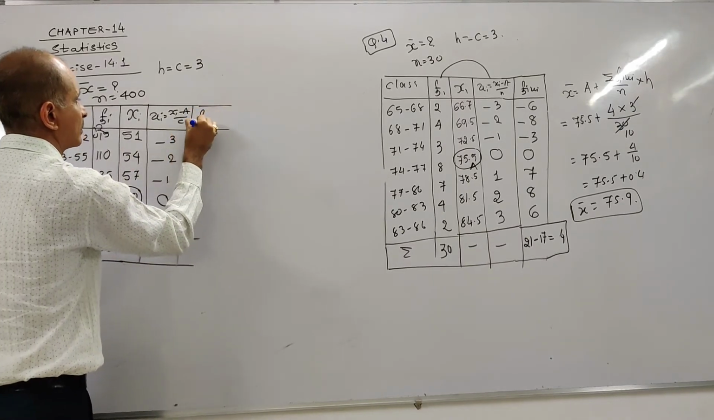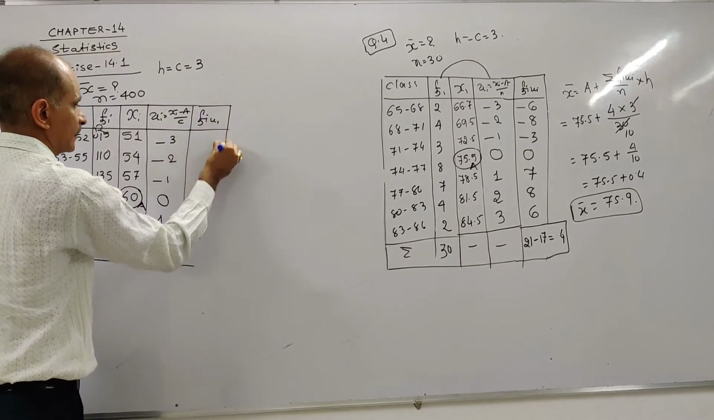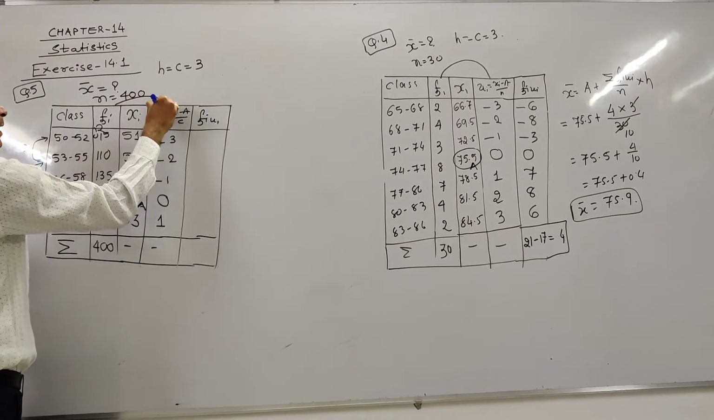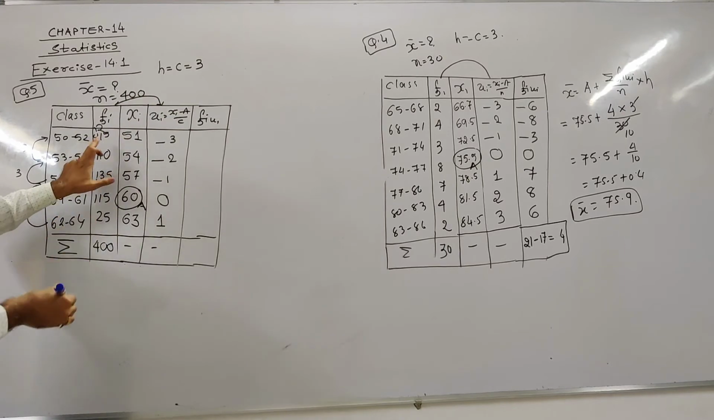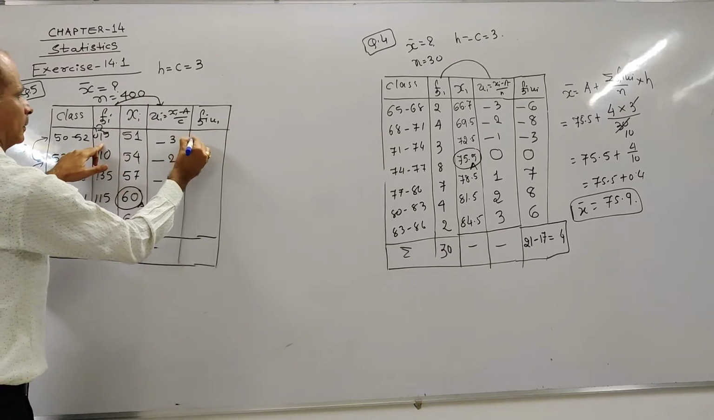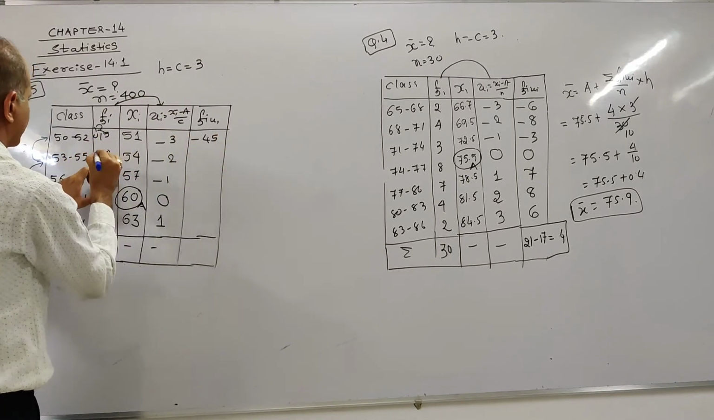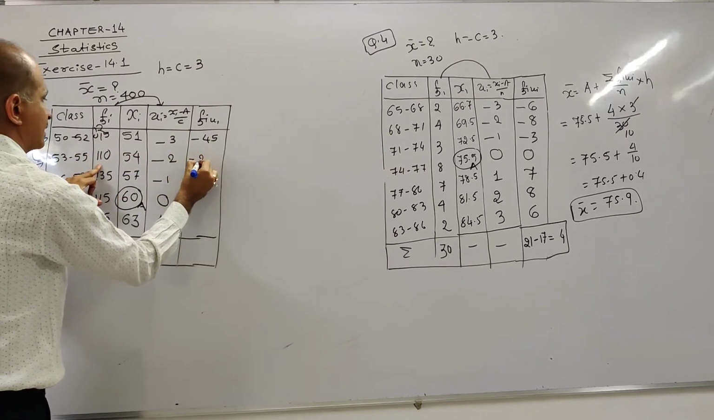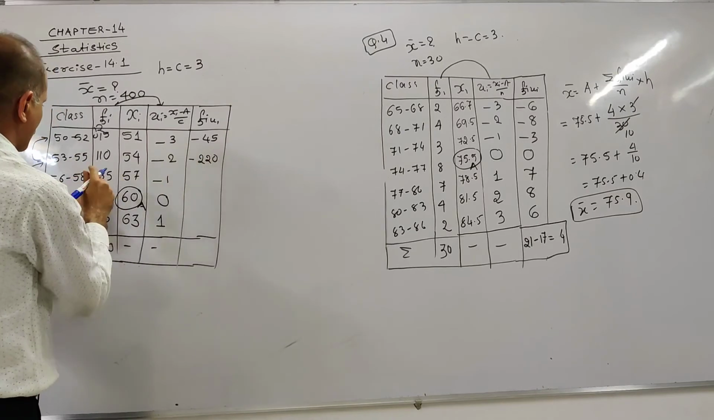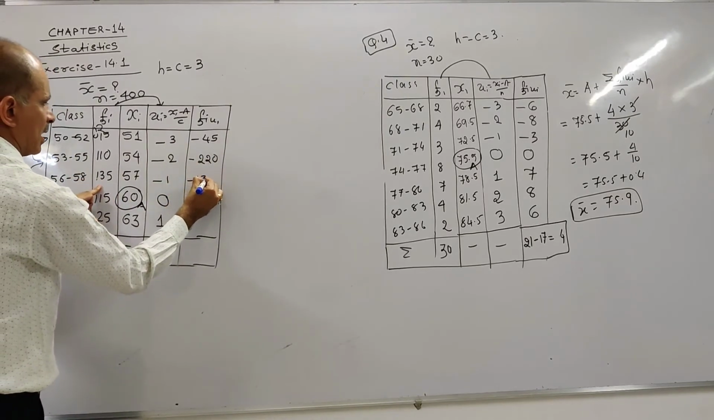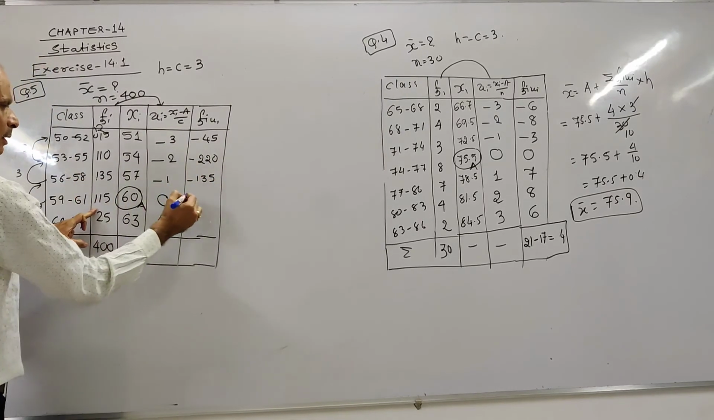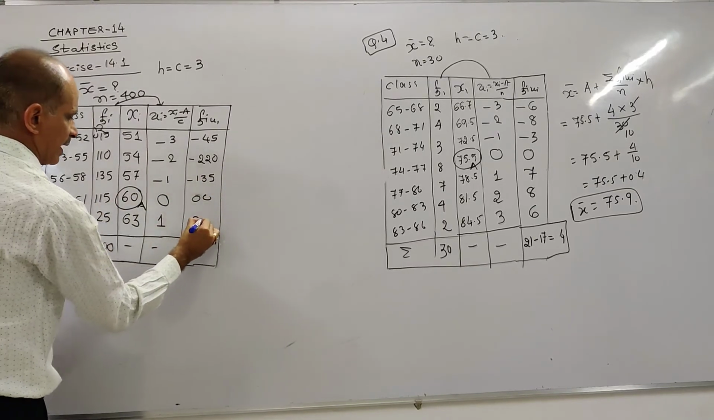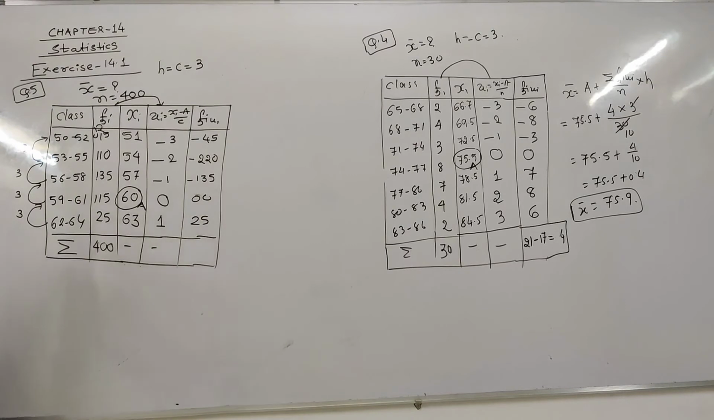Now the last column is fi ui. So this is your fi and this is your ui. Multiply these two columns. 15 times minus 3 is minus 45. 110 times minus 2 is minus 220. 135 times minus 1 is minus 135. 115 times 0 means 0 and 25 times 1 is 25.